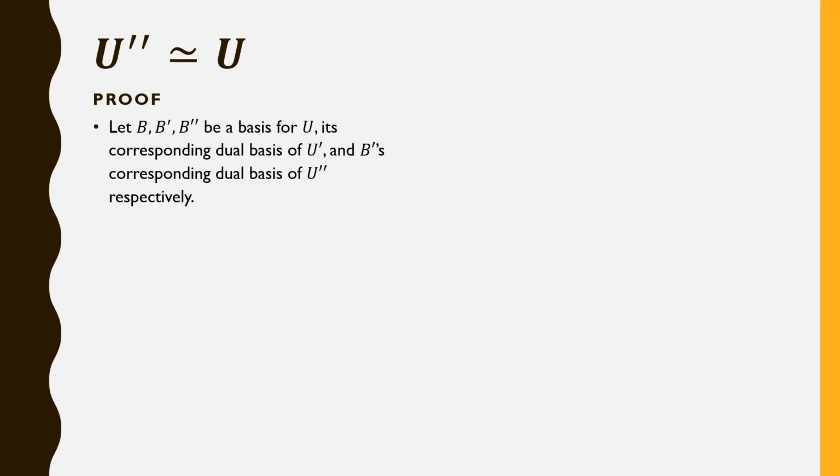The next thing we want to prove is that u double prime is naturally isomorphic to u. Now, it is true that it's isomorphic to u simply by virtue of the fact that they have the same dimension. And you can show that really easily as follows. Let b be a basis for u, b prime the corresponding dual basis of u prime, and b double prime the dual basis of b prime in u double prime. Okay?